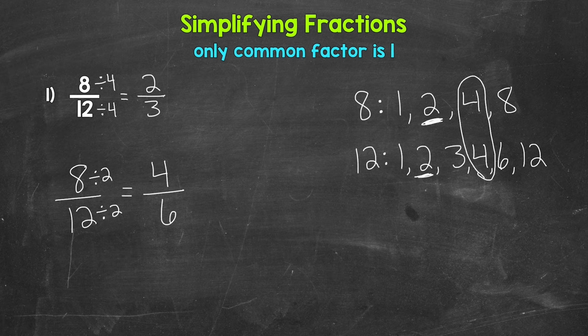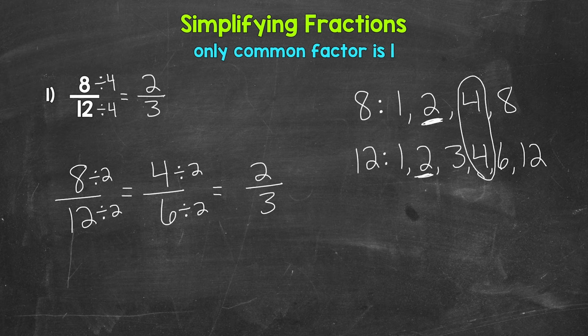Well, we're actually not done simplifying here. 4 and 6 have a common factor of 2 that we can divide by in order to continue simplifying here. So we need to divide 4 by 2 and 6 by 2. 4 divided by 2 gives us 2, and 6 divided by 2 gives us 3. So we do end up with 2/3 that way as well. Either path works and got us to that simplified fraction of 2/3.